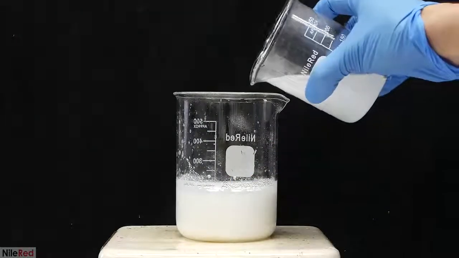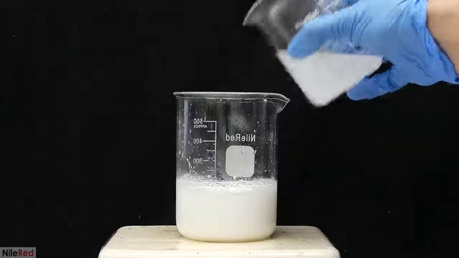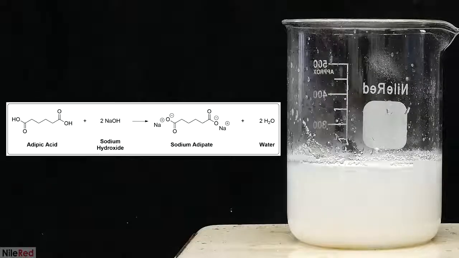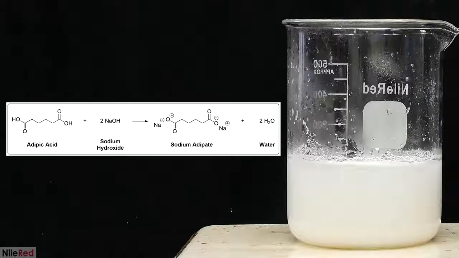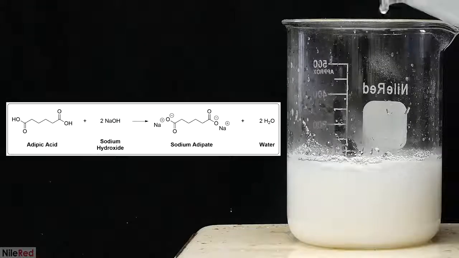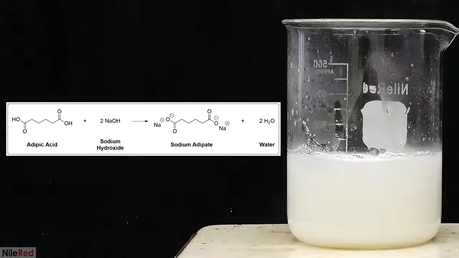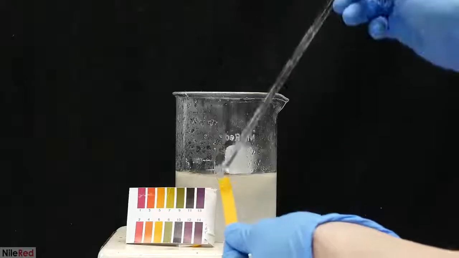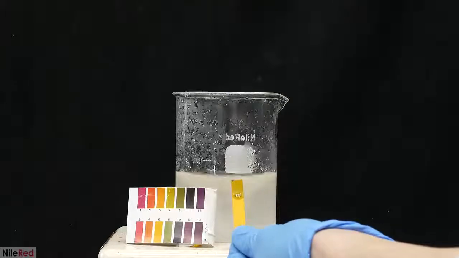I made a solution of about 6 molar sodium hydroxide, and I started to add it slowly. The sodium hydroxide is a strong base, and it will quickly react with the adipic acid to form sodium adipate and water. Unlike adipic acid, sodium adipate is very soluble in water, so as we continue to add the sodium hydroxide, the solution should clear up. I know I'm done adding sodium hydroxide when I get a pH of around 7.